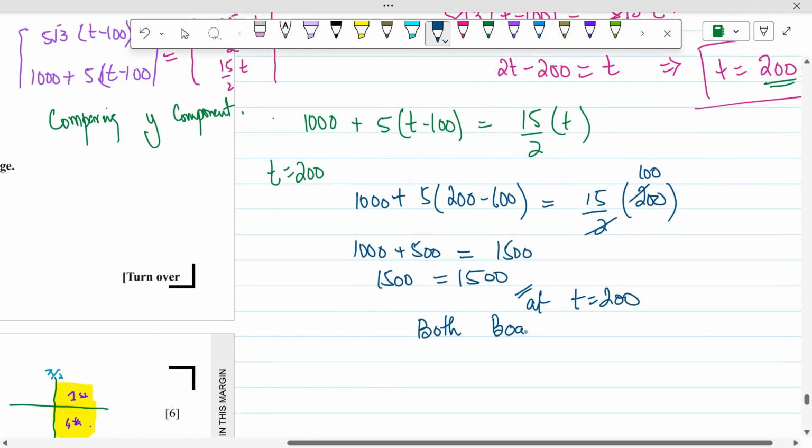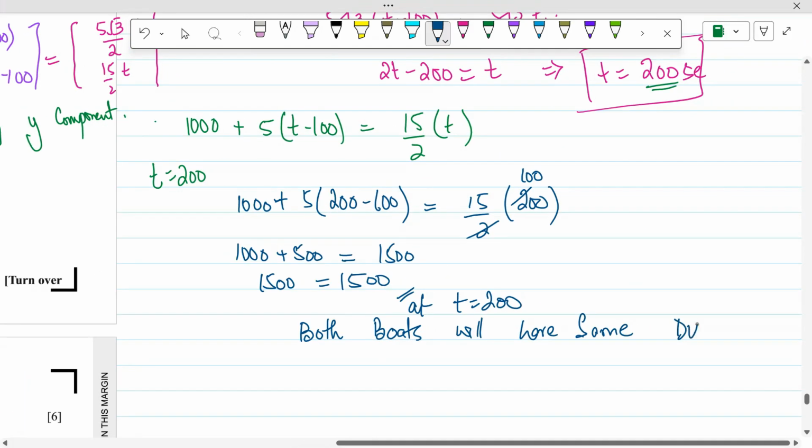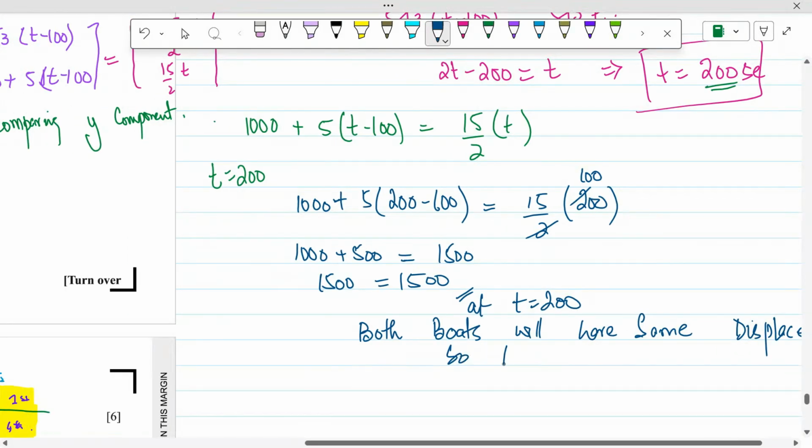both boats will have the same displacement, so they will collide.